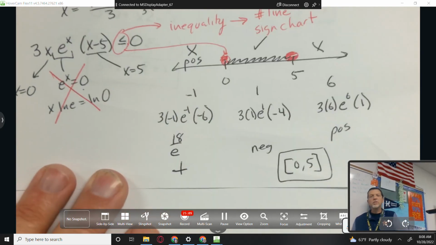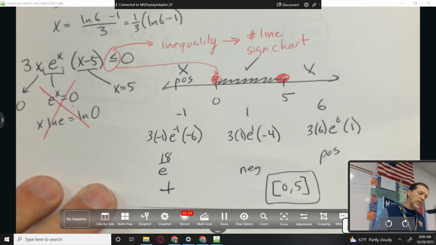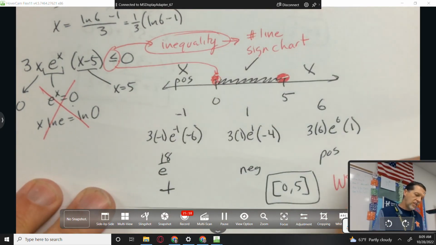Find the zeros, put them on the number line, test the signs. That's always for inequalities. Number line, intervals, test the signs.